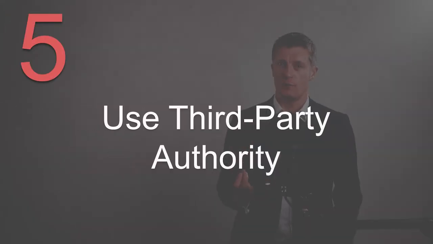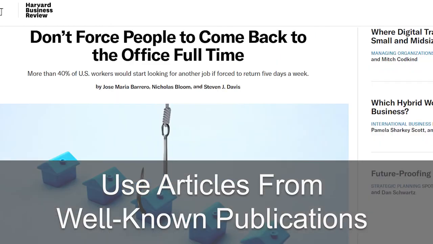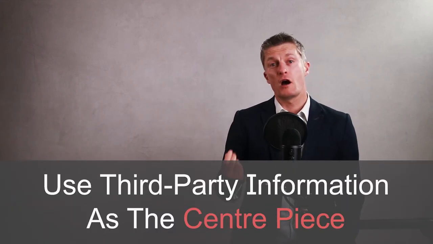The fifth tactic to use when thinking about how to influence your manager or how to influence others at work is to use third-party authority. You know, articles from well-known publications such as Forbes or the Harvard Business Review or YouTube videos from well-known and respected public speakers are great ways to build greater influence for what you want to achieve. Use the third-party information as the centerpiece of, rather than an addition to, your argument.